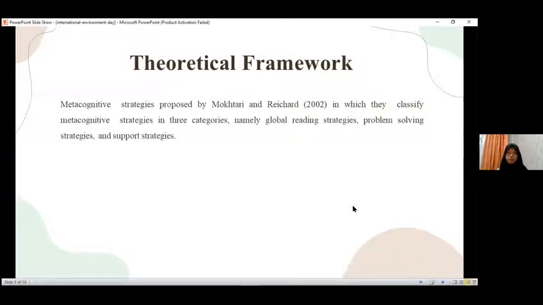Theoretical framework. Mokhtari and Reichard 2002 view metacognitive reading strategy awareness as being of interest not only for what it indicates about the way students arrange their interaction with the context, but also for how the use of strategies is related to effective reading comprehension. Mokhtari and Reichard 2002 furthermore categorize metacognitive reading strategies into three types. Those are global reading strategies, problem-solving strategies, and support strategies.